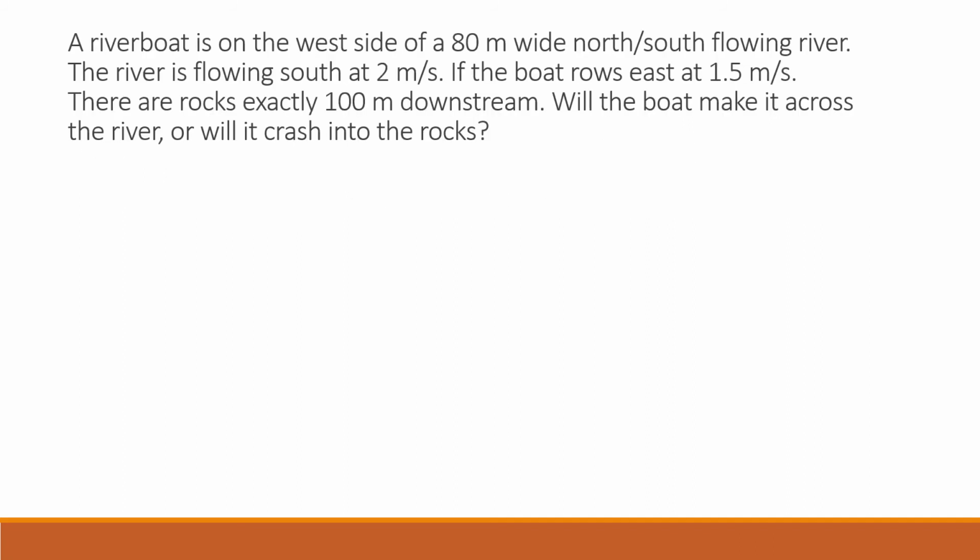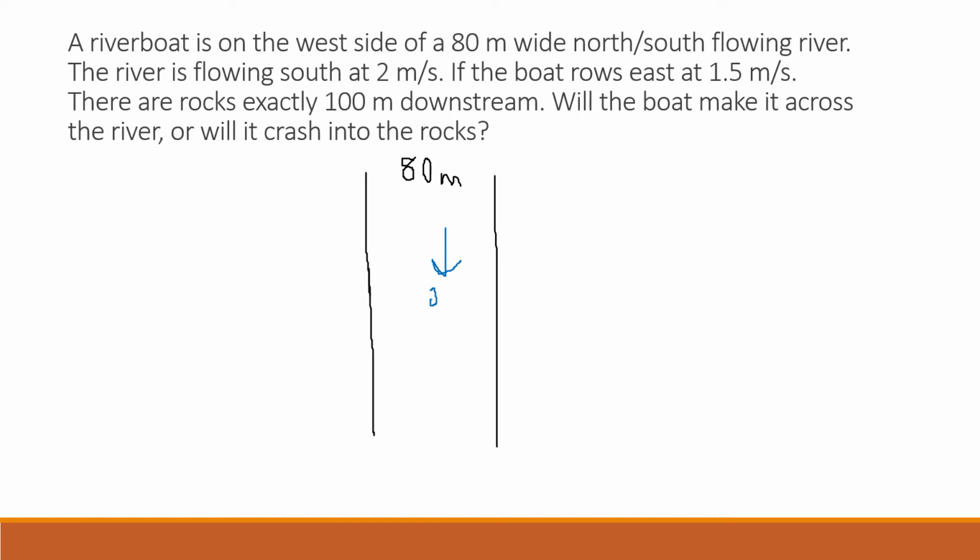Okay, let's look at this one. A riverboat is on the west side of an 80-meter wide north-south flowing river. Okay, so I feel like we've done this before. It's 80 meters wide. The river is flowing south at exactly 2 meters per second.